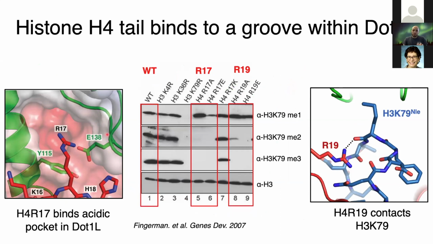And importantly, both of these interactions agree with prior biochemical studies that identified the histone H4 tail as an important interaction site for Dot1L. And you can see here, this is by Fingerman in 2007, that mutation of either this R17 contact or this R18 contact completely ablates the ability of Dot1L to di- and trimethylate H3K79 in yeast, whereas wild type Dot1L is able to robustly methylate H3K79 in yeast.